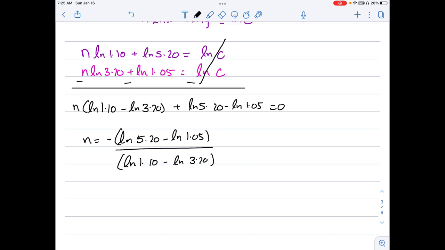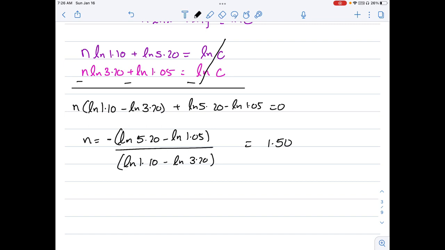So we take the calculator quickly and substitute these values. I am simplifying this in the calculator. Coming to the denominator, it is ln 1.10 minus ln 3.20. When I simplify that, I should get it in three significant figures, or 1.50. That's going to be the value of n. When you use the calculator, you get the n value as 1.50.